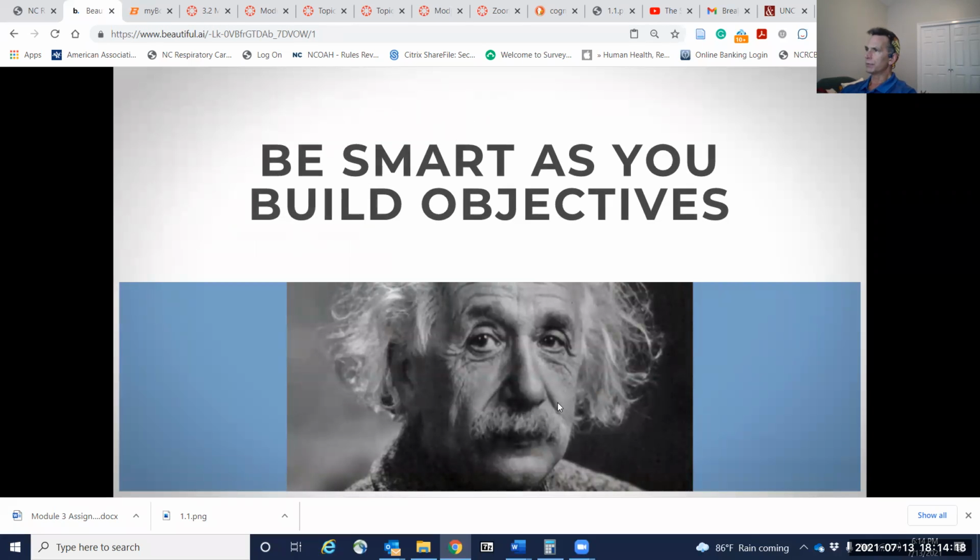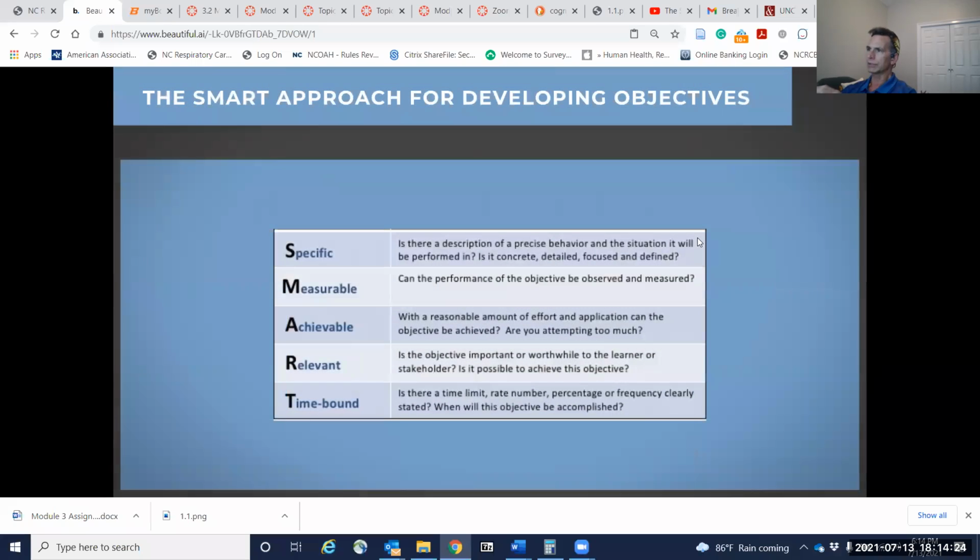Now with the objectives, we want to be what we call SMART with the objectives. And what I mean by that is this: you want them to be specific, measurable, achievable, relevant, and time bound. I mentioned to some of you in your discussion board responses that whatever you're doing has to be measurable. So I'm going to show you, if I can find it here just a second, something real quick that I received.